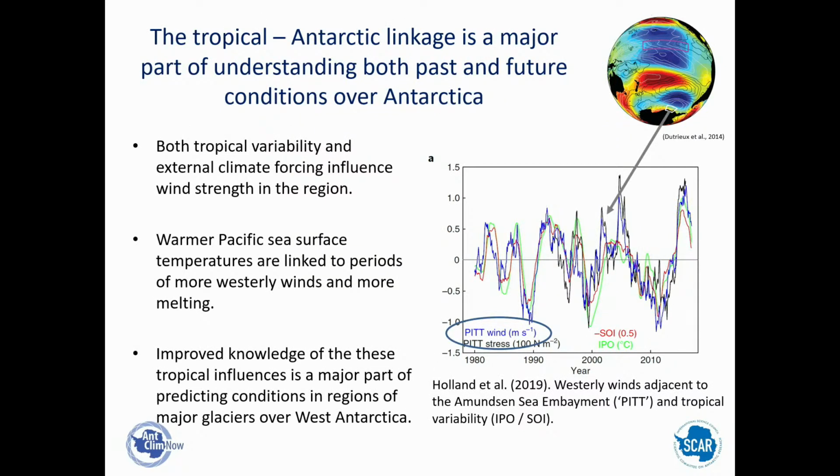And these changes, illustrated by this plot here, showing variability in the winds in the blue line, and then tropical variability in the other colored lines, show large multi-decadal variations in recent decades, from 1980 through to the present day, that are very strongly linked together. Warmer Pacific sea surface temperatures are linked to stronger westerlies and more melting or thinning of the ice sheets and the glaciers around West Antarctica. So improved knowledge of these linkages from low to high latitudes is a major part of understanding how climate will evolve in the next decades to century.